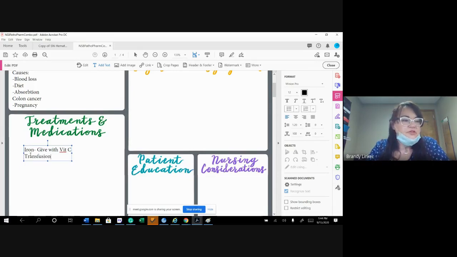Transfusion. You can give them a transfusion as a treatment. And then you can also just treat the cause, whatever's going on up here, but usually it's diet related.